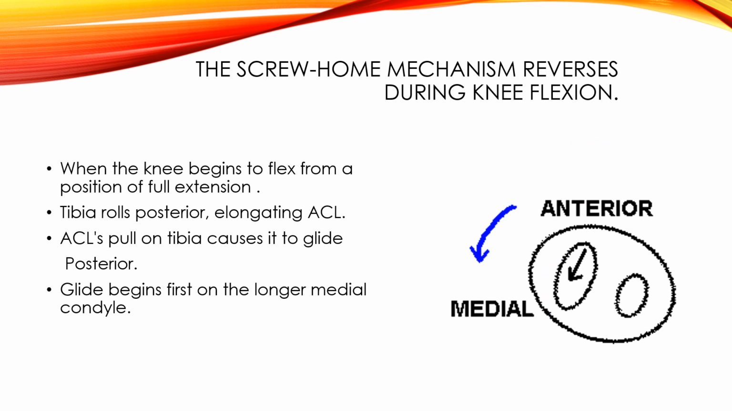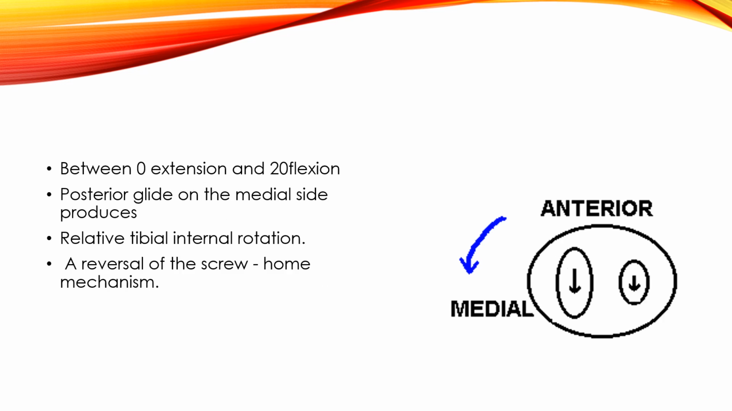Now from full extension coming to flexion. When the knee begins to flex from the position of full extension, the tibia will start rolling posteriorly. Posterior tibial glide begins first because of the longer medial condyle. So between 0 degrees extension and 20 degrees of flexion, posterior glide on the medial side produces relative tibial internal rotation, and the reverse of the screw home mechanism will result. The same thing is shown here, where you will see internal rotation of the tibia from full extension, that is 0 degrees, to 20 degrees of knee flexion.